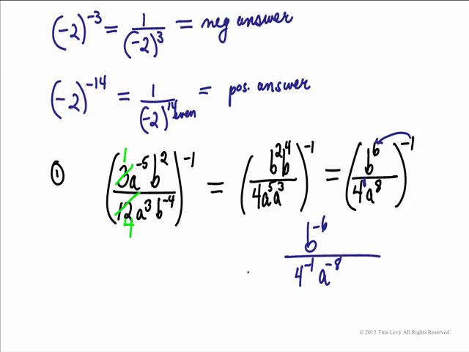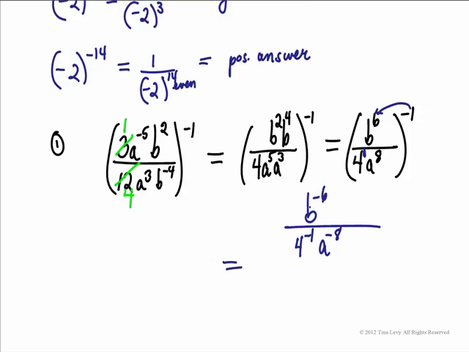And now, of course, thinking of that gopher shortcut that I told you, the b to the negative 6, something negative above, it becomes positive. 4 to the negative 1 becomes positive by going above. It's 4 to the 1, which is 4. A to the negative 8 becomes positive. And that becomes your answer for that.